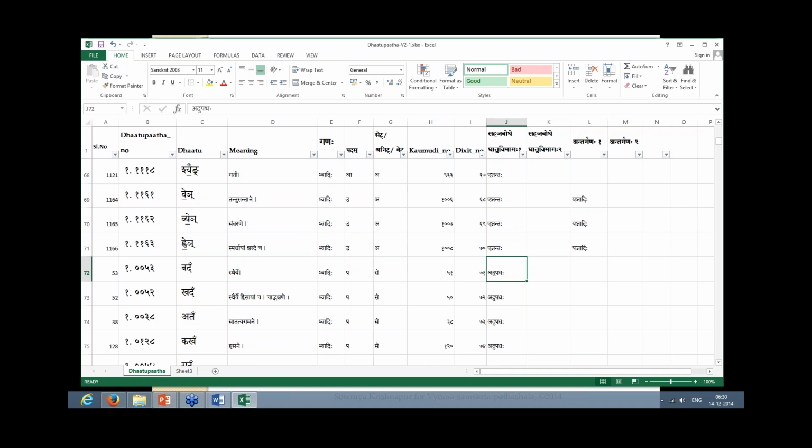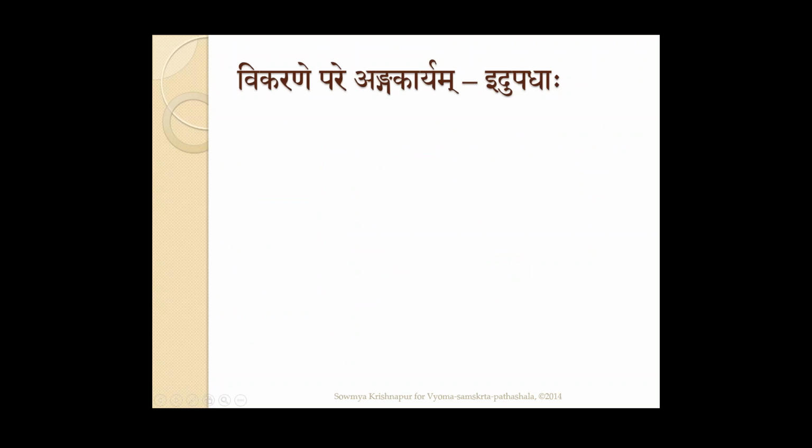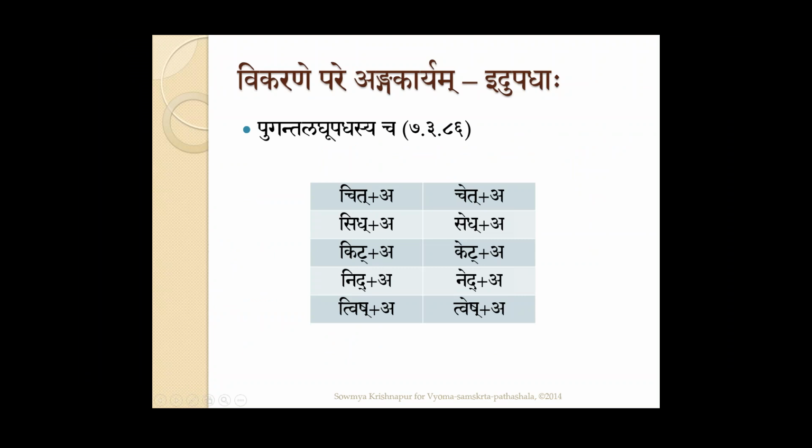Halanteshu dhatushu upadhayaha swaradharena vibhagaha. Because the hal is not directly affected, it is the swara behind the hal which can be affected. So tatra kim bhavati? Yadi idupadhaha, it nama hrasva ikaraha, yeshu dhatushu upadhayam hrasvaha ikaraha asti, tatra puganta laghupadhasya cha ityanena gunaha bhavati. Okay. So there is only guna, no ayadesha, because the following letter will not be an ach. So chit becomes cheta, chetati, sidh sedh sedhati, kit keta, nid ned, tvish tvesha. Hrasva ikaraha yatra upadhayam asti, tatra pugantalaghupadhasya cha ityanena gunaha.